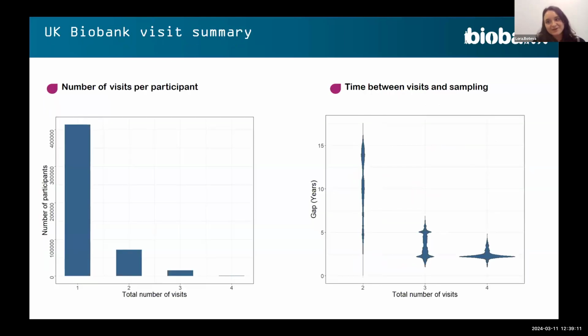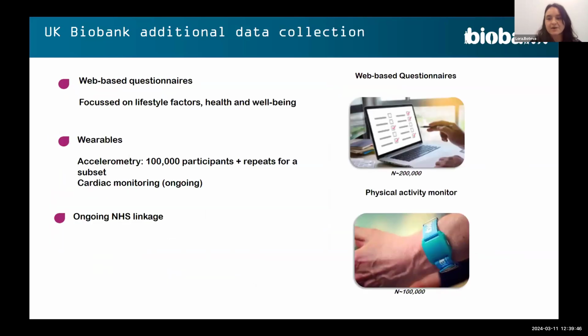So obviously, the longitudinal aspect of the dataset is something that is quite important for us, and you can see on these plots the total number of visits we have for participants. So for close to 100,000 participants, we have more than one visit. And on the right-hand side, you can see the time between visits and sample collection. And as you can see, we have quite a range of variation. So we've got some participants where we've got about 15 years between 2 subsequent visits, and for some participants, it's as little as 2 years. So it really gives us quite a lot of longitudinal information.